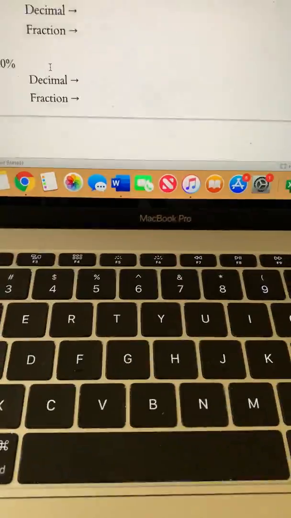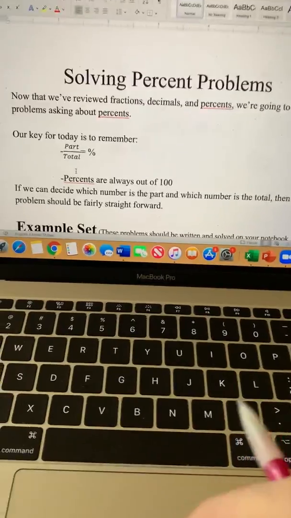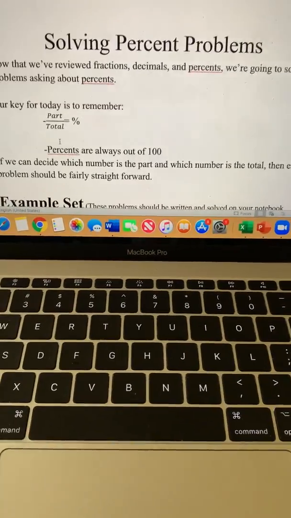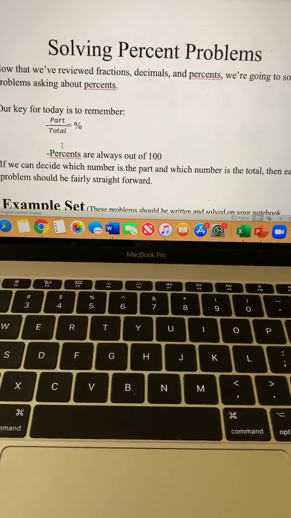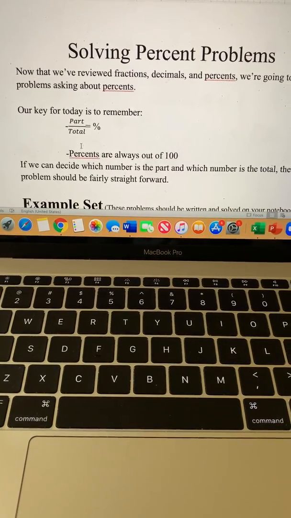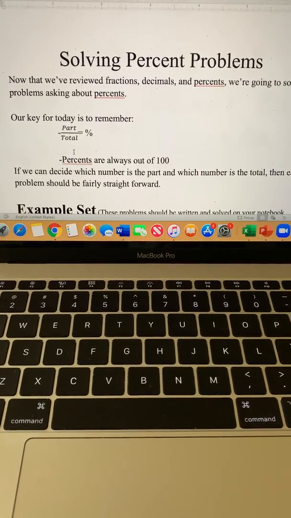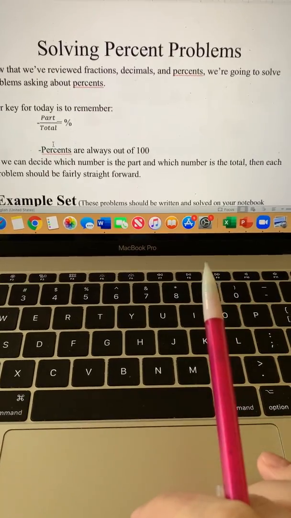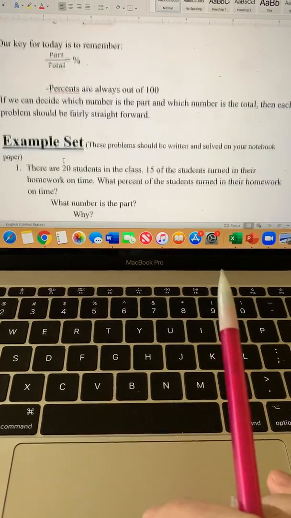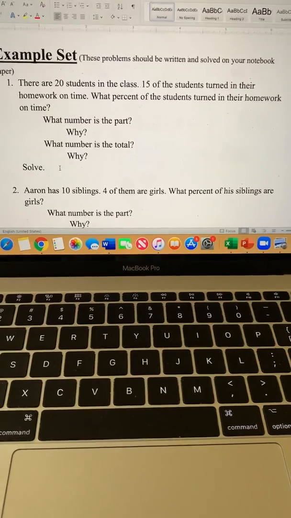The last 2 days, we have reviewed percents and fractions and decimals and changing them all between each other. Today, we're going to review actually using that to solve percent problems. The thing we need to remember is that part over total equals percent, and that percent is always out of 100. If we can decide which number is our part and which number is the total, then each problem should be fairly straightforward.